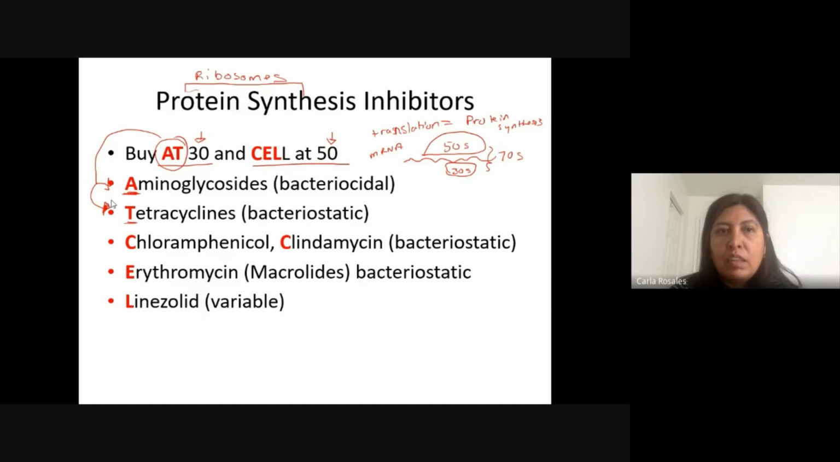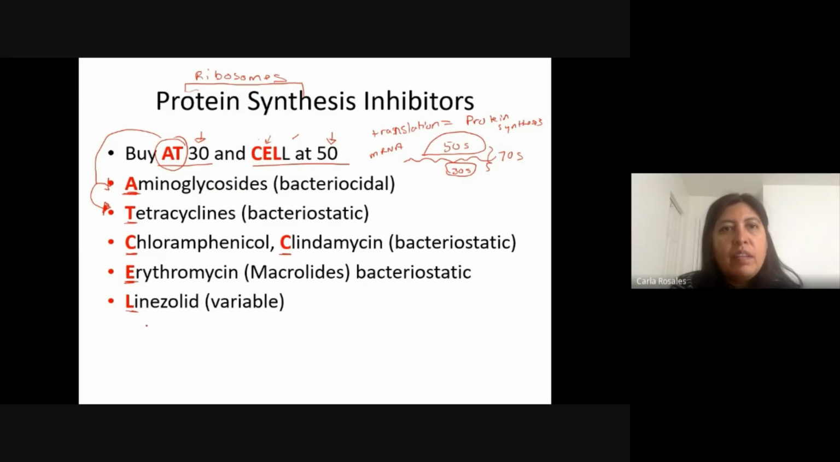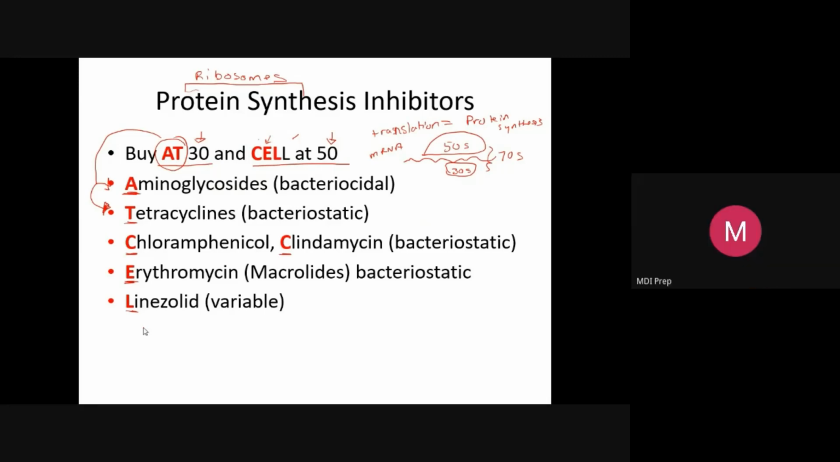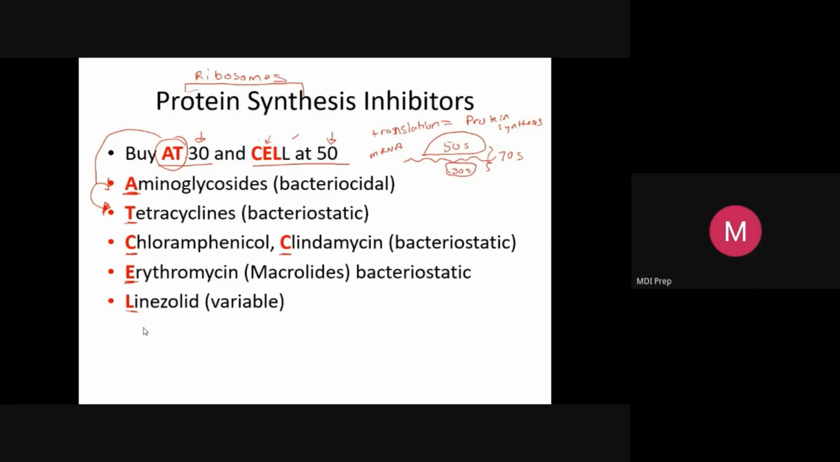Now, the ones that sell at 50 are chloramphenicol and clindamycin. That's your C's, right? Erythromycin is the E. And then linezolid or lincomycin is the L. So those work by blocking or inhibiting the 50S. That makes sense? Yes. All right, perfect.